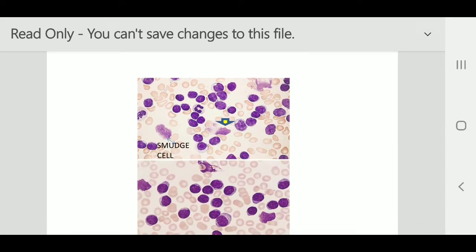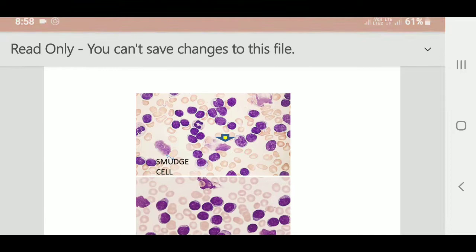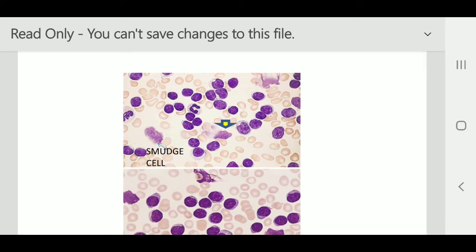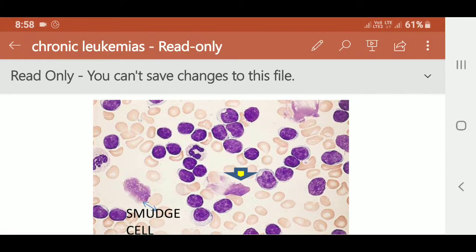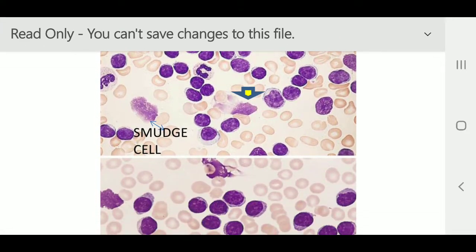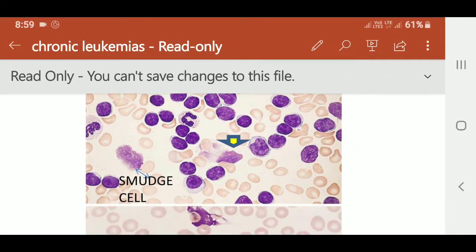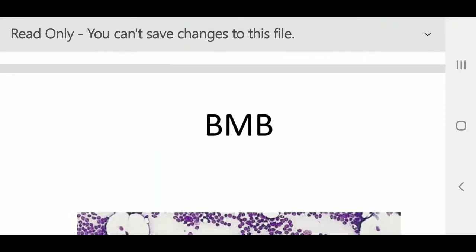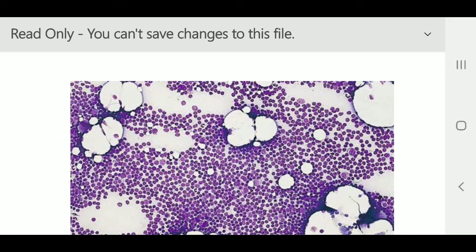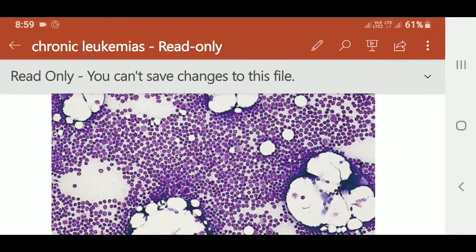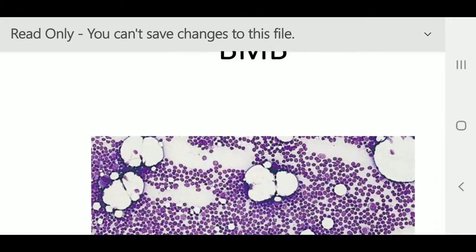Here on peripheral smear, I have tried to show you the smudge or the basket cell with the yellow pointer. If you can appreciate, in the surrounding are small mature appearing lymphocytes, whereas in the center where the pointer is there, the arrowhead, there is one smudge cell or the basket cell. Very clearly it is seen in this peripheral smear. Now this is the photomicrograph of the bone marrow biopsy, in which you can see that there is replacement with these mature appearing lymphocytes.